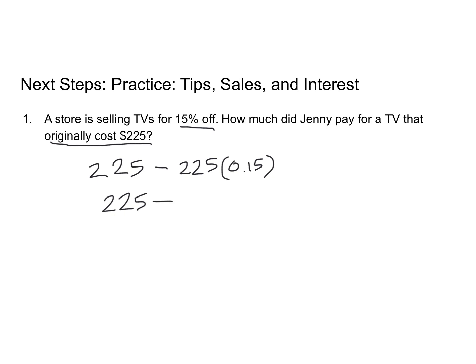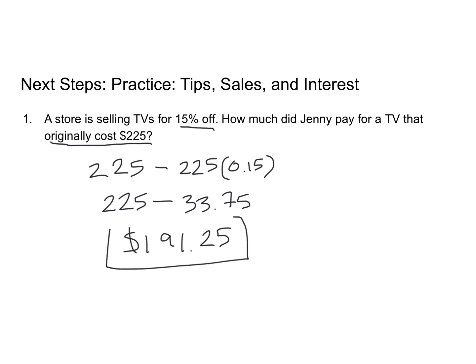So that's $33.75. If I subtract, I get $191.25 for the final price of the TV on sale. Remember, if you're asking for something on sale, your price should always be less than the original price. A good way to think about it. Good luck with the rest of your practice.